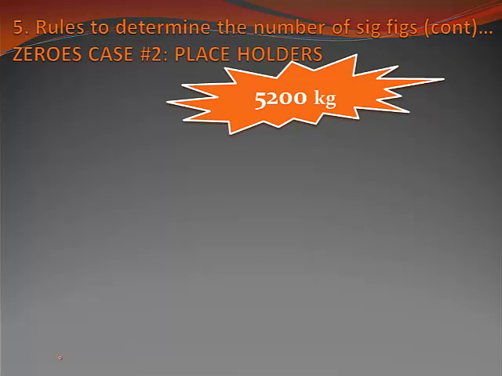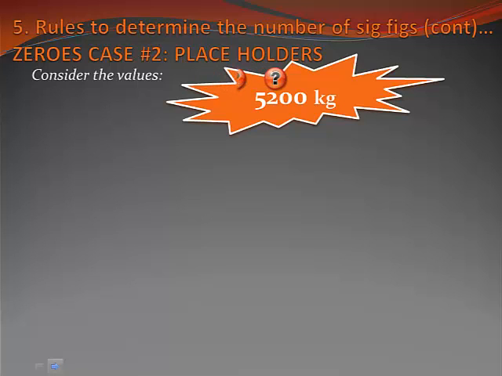Now, the second case of zeros are called placeholder zeros. I always liken this to the people at the award shows that get paid to go and sit there, holding a famous person's place. They're not famous or significant themselves, but they're holding the place of someone who is significant.